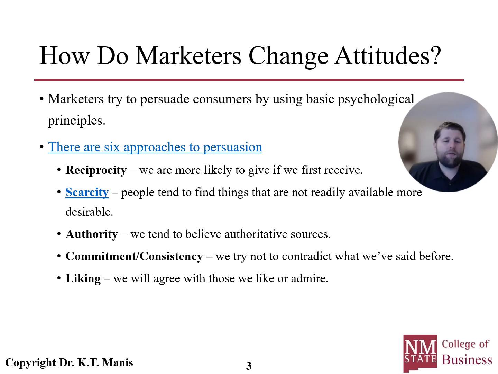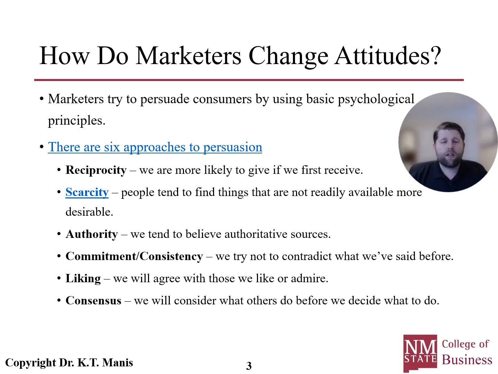The last approach to persuasion is consensus, where consumers will consider what others do before they decide what to do. For example, consumers often choose the crowded restaurant over the nearly empty one, even though they'll be served more slowly.